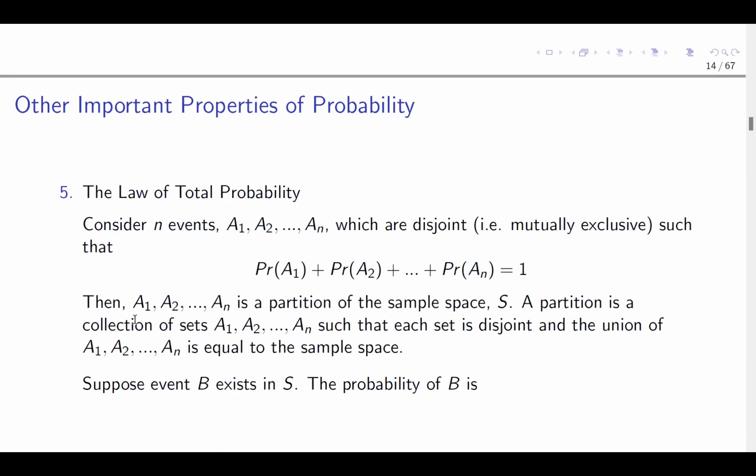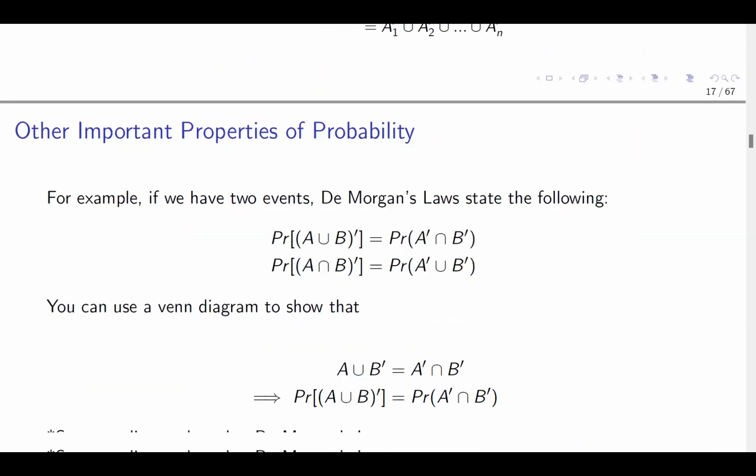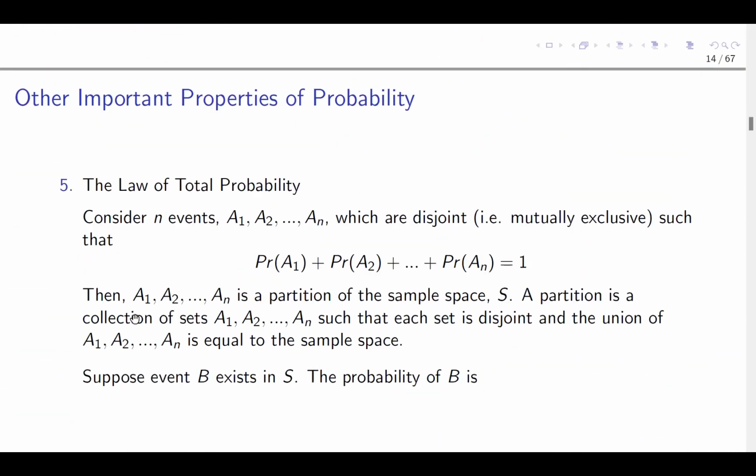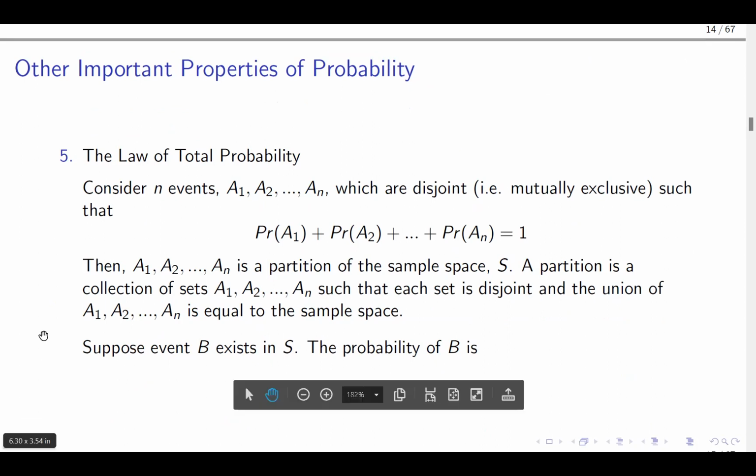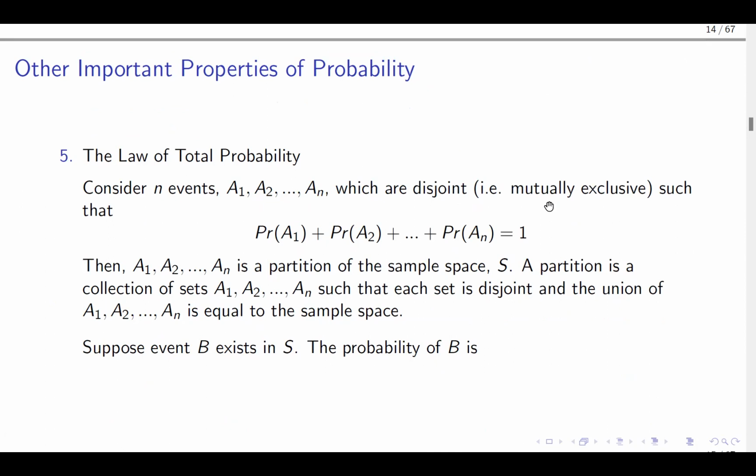Now, looking at the law of total probability, let's consider n events, A1, A2, up to An, which are disjoint, okay? They don't have any point of intersection, such that the sum of all these probabilities is equal to 1 because they all belong to one sample space. Then A1, A2, up to An is a partition of the sample space. And a partition is a collection of sets such that each set is disjoint, all right? Now, suppose B exists in S. There is some set B in S. Then the probability of B is given as this.